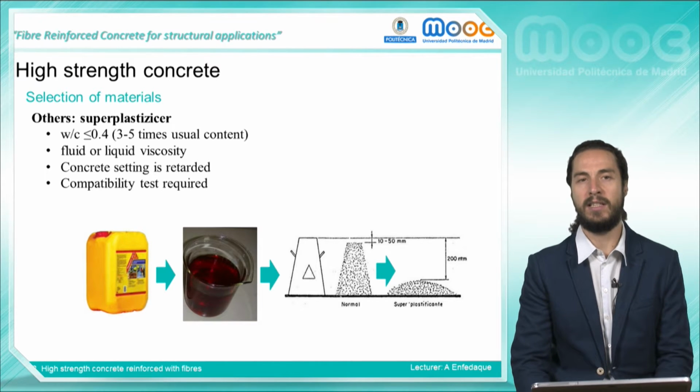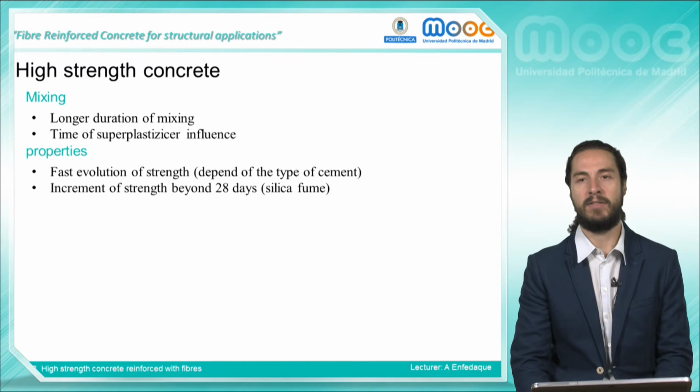Nevertheless, concrete setting is retarded, and if some other chemical product is used, a compatibility test between those products should be undertaken. Some other aspects that have to be considered are those related with the mixing process and the concrete properties. The duration of the mixing has to be longer than in a conventional concrete, and also the duration of the effect of the superplasticizer has to be considered. In what concerns the concrete properties, it has to be reminded that the evolution of strength is faster than in a conventional concrete, and if silica fume is exploited, there might be increments of such compressive strength beyond 28 days of age.